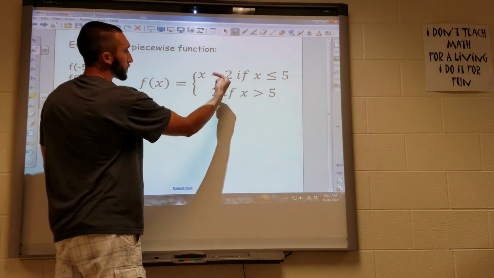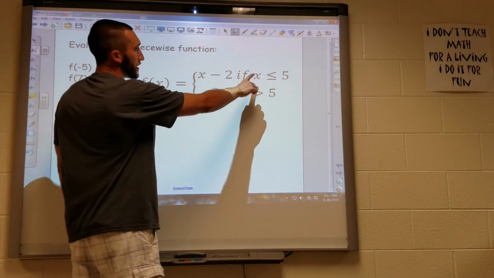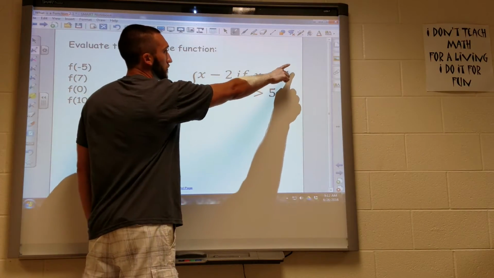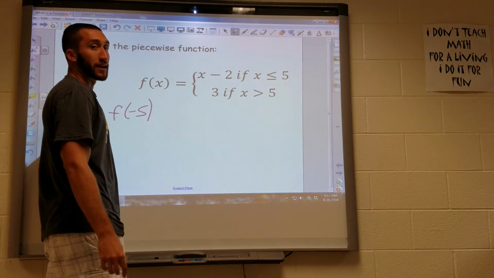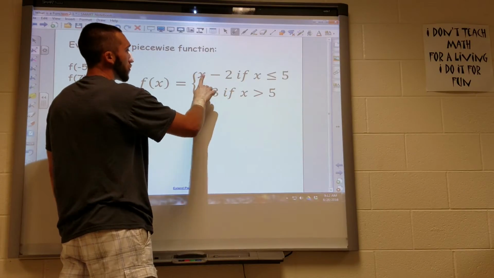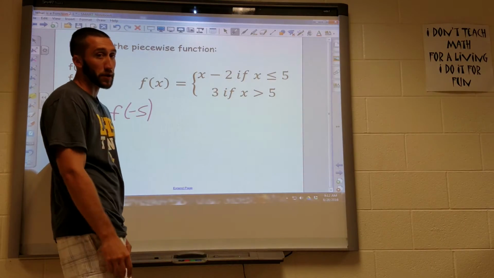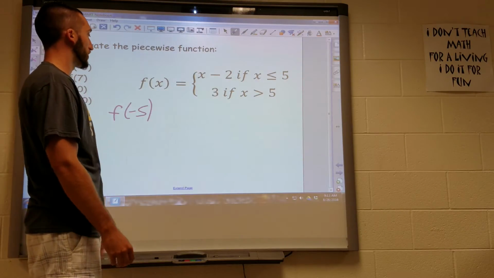So I've got two different ways I can evaluate this piecewise function. If x is less than or equal to 5, then I use this term. If x is greater than 5, well, then my y value is always just going to be 3. And I think as I go through the example, hopefully that makes a little more sense.